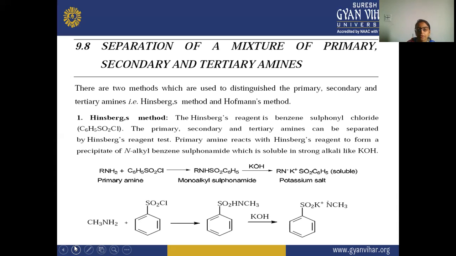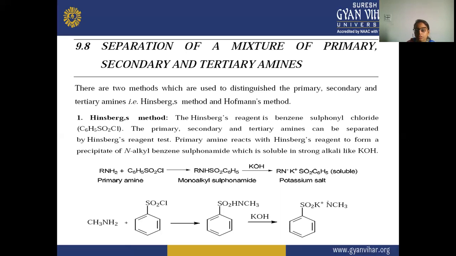Here you can see the primary amine and the Hinsberg reagent, and there is a formation of this monoalkyl sulfonamide. The primary amine reacts with C6H5SO2Cl, forming RNH-SO2C6H5. The alkyl group is attached to the nitrogen, so it is monoalkyl because there is one alkyl group. The Cl is removed.